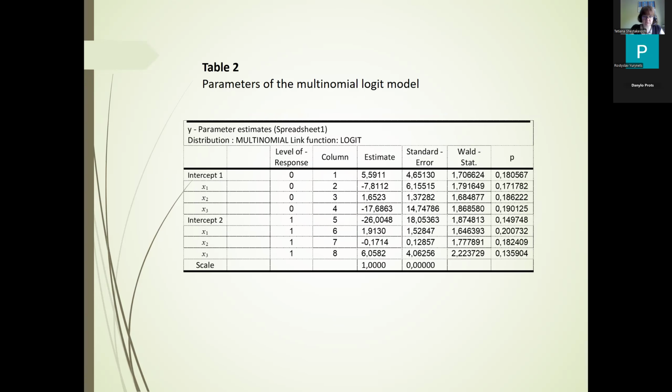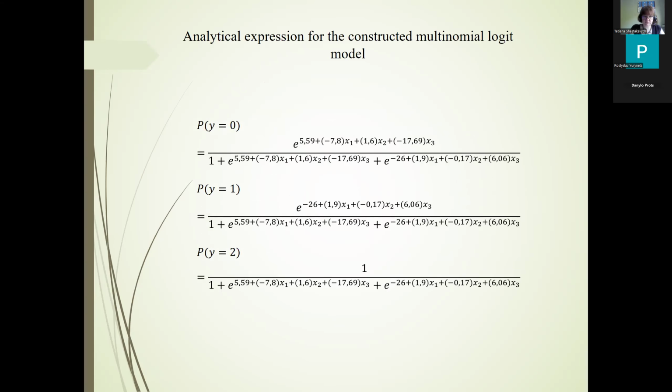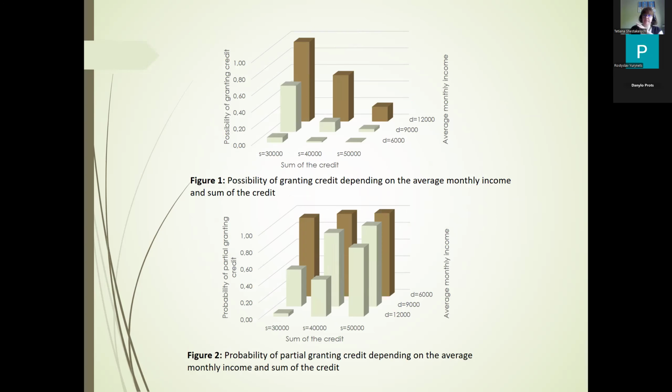The parameters of the obtained multinomial logarithm model are provided in Table 3. The analytical expression for the constructed multinomial logarithm model is as follows. The resulting expression can be used to estimate the probability of credit risk for different values of factors. In particular, figures 1 and 2 show the dependence of the studied indicator, probability of granting credit to customers, on the change in the factor average monthly income for certain values of the factor sum of the credit and fixed values of the other factors.